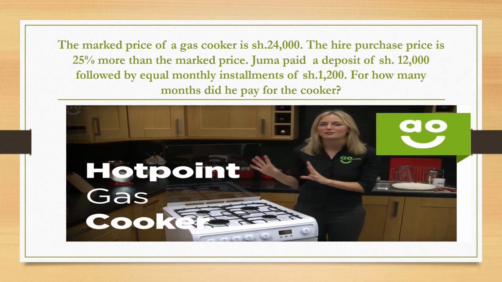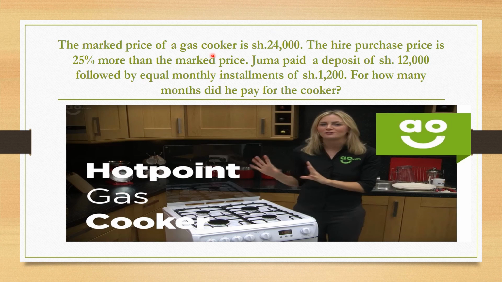Another example for today: the market price of a gas cooker is 24,000 Kenyan shillings. So this is a gas cooker. The hire purchase price is 25% more than the market price. The same scenario. Juma paid a deposit of 12,000 followed by equal monthly installments of 1,200. For how many months did he pay for the cooker? So they're asking us how many months. Do you still remember the formula? Number of months is equal to hire purchase minus deposit over installment.